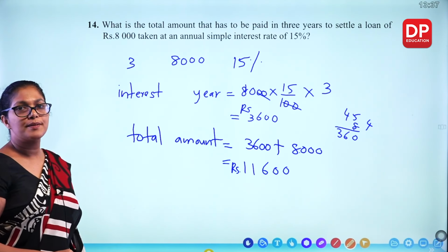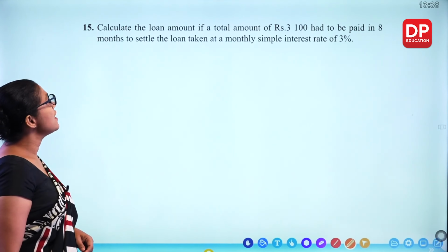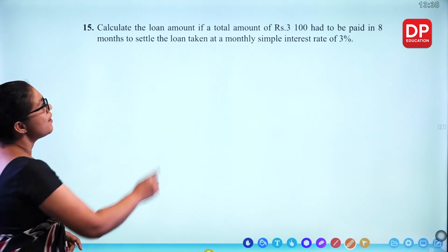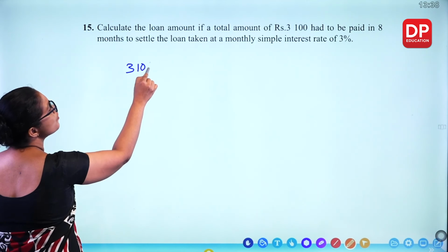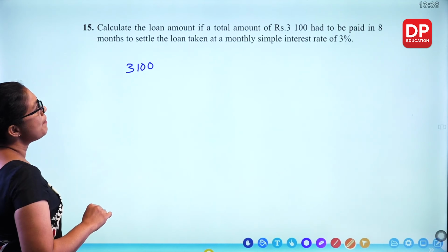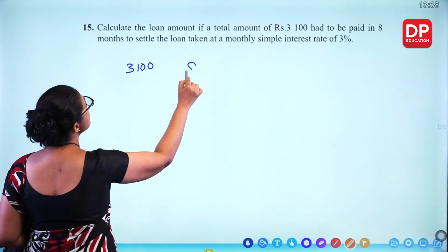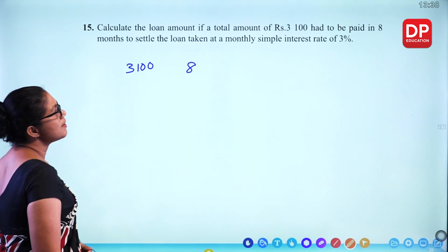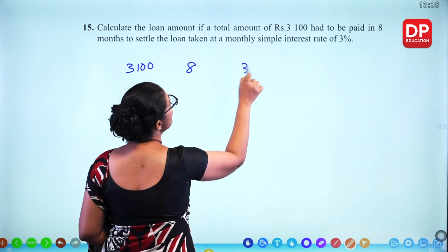11,600 rupees. Question number 15. Calculate the loan amount if a total amount of 3,100 rupees had to be paid in 8 months to settle the loan taken at a monthly simple interest rate of 3%.